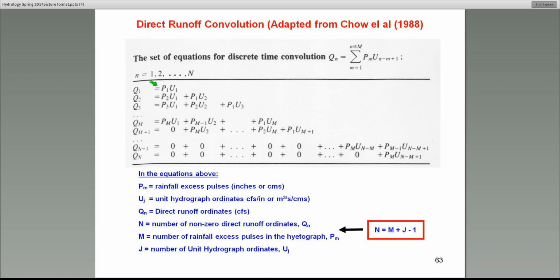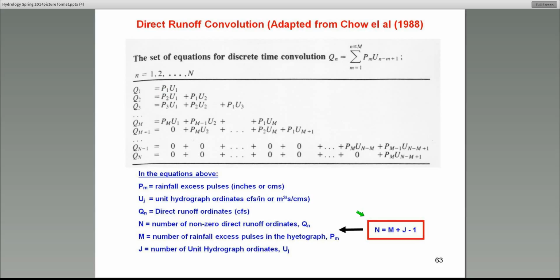This is called a convolution process. To get the first flow, you take P1U1. To get the second flow, you take P2U1 and then plus P1U2, etc. So in this case, the subscript of P decreases as you go along, and the subscript of the unit hydrograph increases in the process. These are called convolution equations. You don't have to use these. I'll suggest you use a tabular method, I'll show you in a minute, which is a lot easier to use.